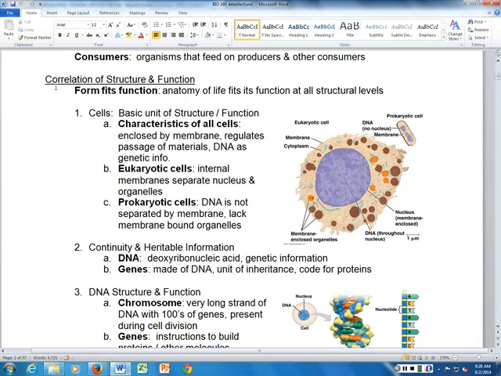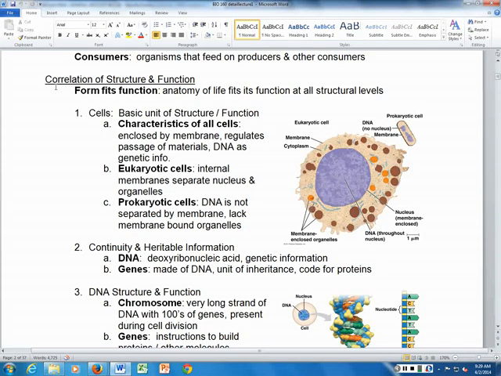Some of the cells are going to have some common functions that will be present in all of the cells in there, and so they'll have some common structures that will allow that. All cells are going to be enclosed by a membrane. The membrane is going to control the passage of what goes in and out of the cell. It's going to hold the genetic material in the cell. It's just going to be a barrier between the cell and the outside world.